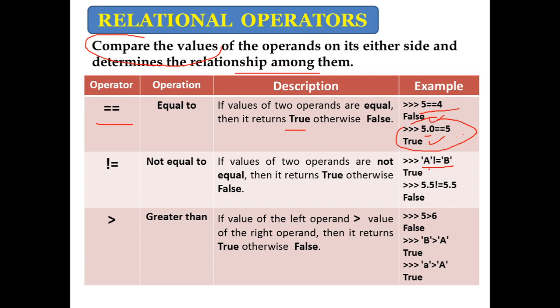Here I have given an example: a not equal to b, true. 5.5 not equal to 5.5 is false. Greater than sign, 5 greater than 6, false. B greater than a, true. This is what it follows: lexicographical order, that is dictionary order. That means B is greater than A, C greater than B, like that. A, B, C, D, E, F, and Z is greater than all the alphabets. Small b is greater than capital B, like that. Internally, Python works on ASCII values, American Standard Code for Information Interchange, for these types of comparisons.